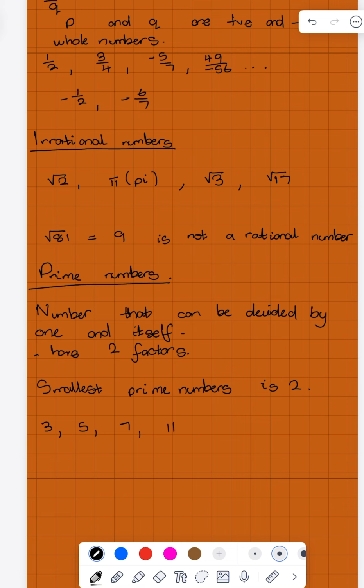Otherwise, let's stop here for today. I'm going to do a full video on examples for types of numbers, so that you are able to internalize this topic.